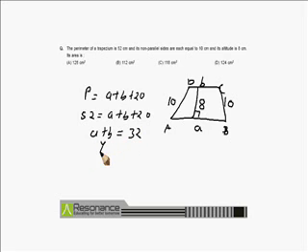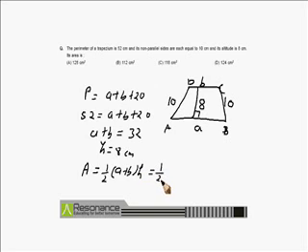And in the question it is given that the height is 8 centimeter. So we know that the formula for the area of a trapezium is half the sum of the parallel sides times the distance between them, that is half into 32, into h, that is 8, which comes to be 128 centimeter square.